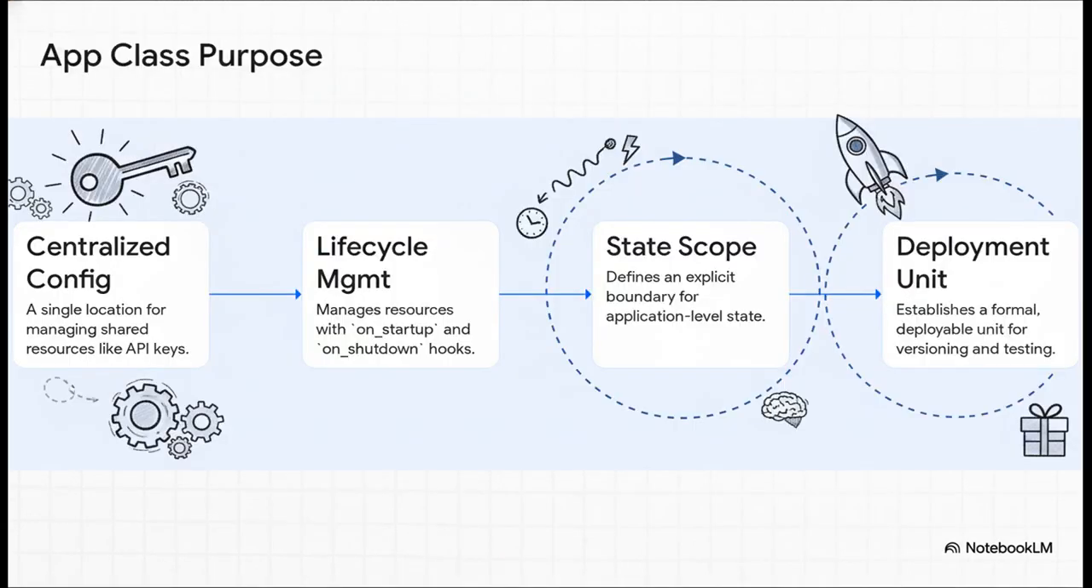And using the app class isn't just about being neat and tidy. It brings your whole project under one roof and makes it so much more manageable. You get one spot for all your shared stuff, like API keys. It handles all the startup and shutdown procedures for you. And maybe most importantly, it packages everything up into a clean, formal unit that's actually ready for deployment.